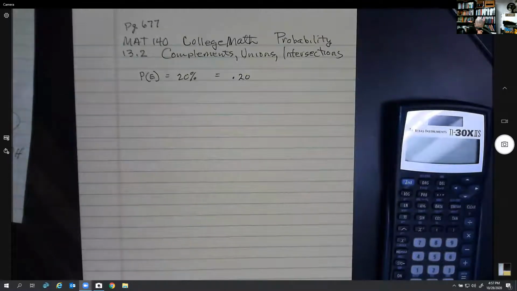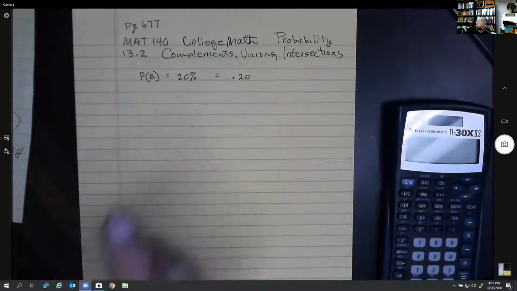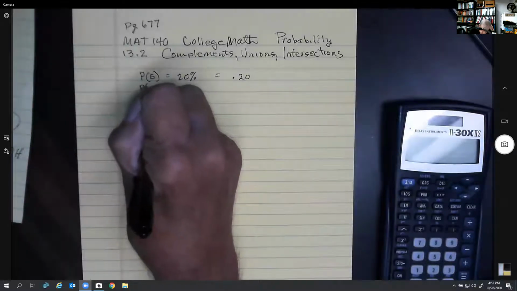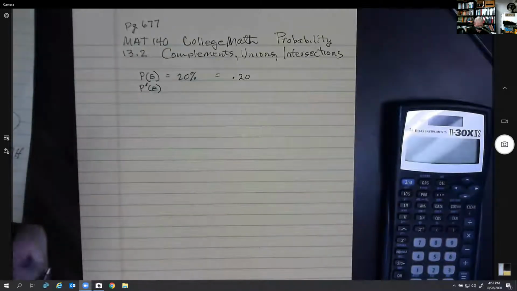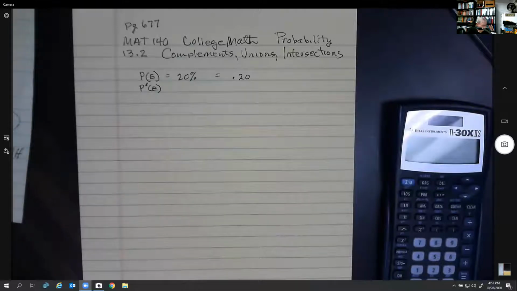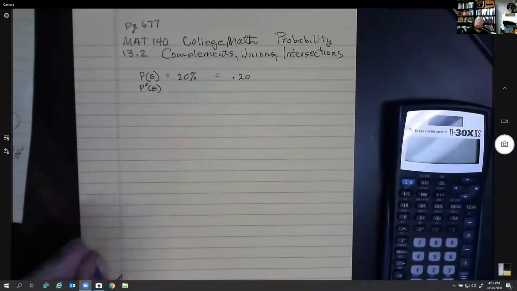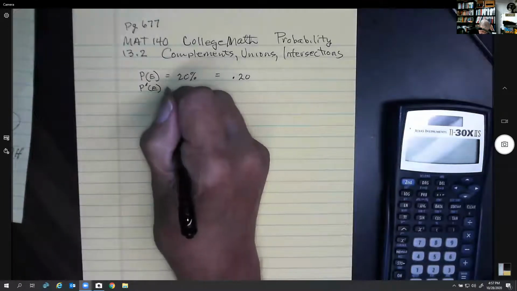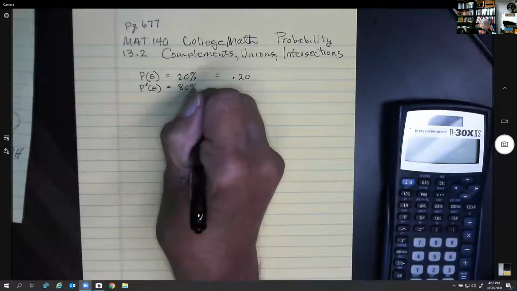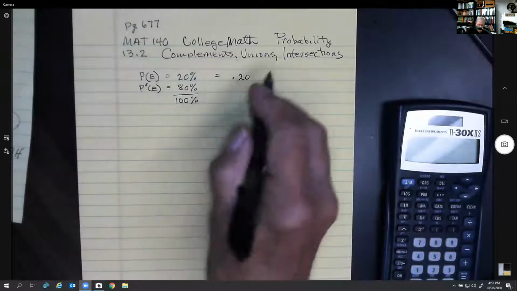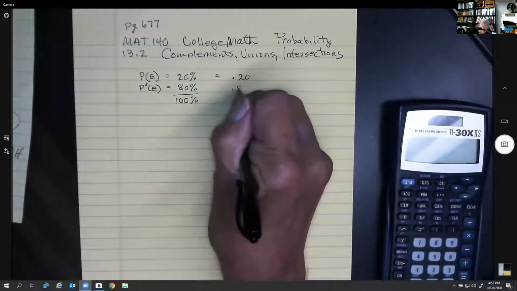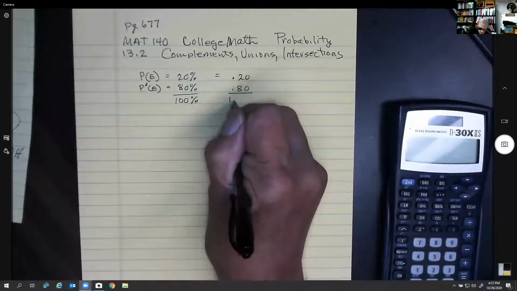And what we're going to talk about is the complement of this. To show the complement, we put a little line right there. This is the probability that this event doesn't happen. Or maybe we're calculating it a different way. So if it's 20%, this would be 80%. These have to add up to 100%. So the probability of this event not happening would be 0.80, and that adds up to 1.00.